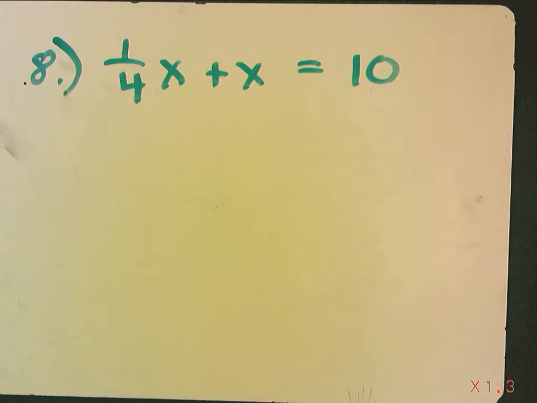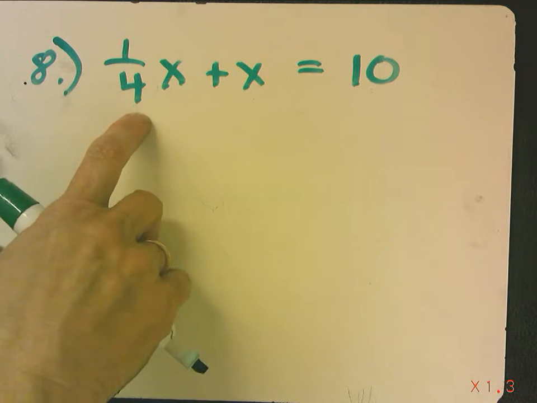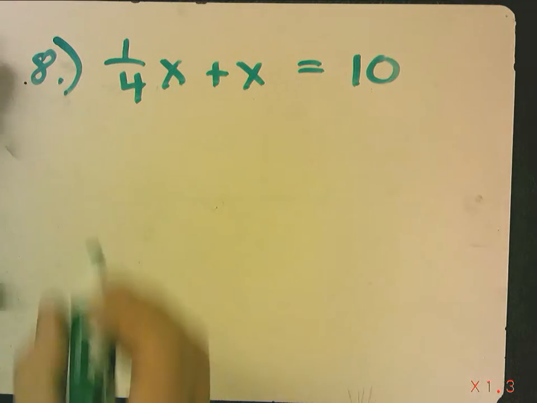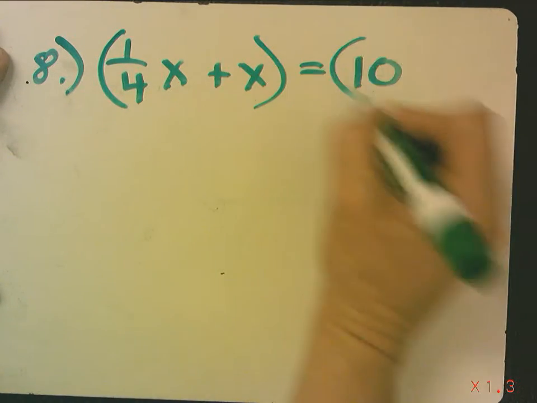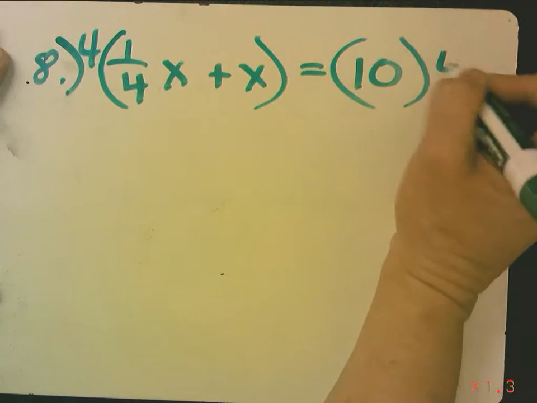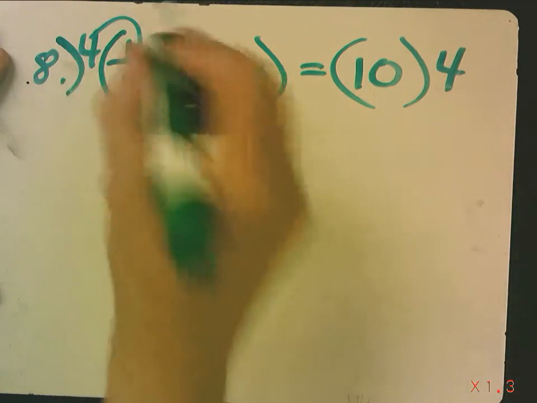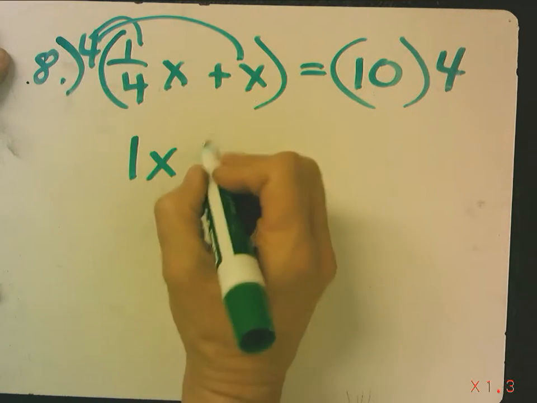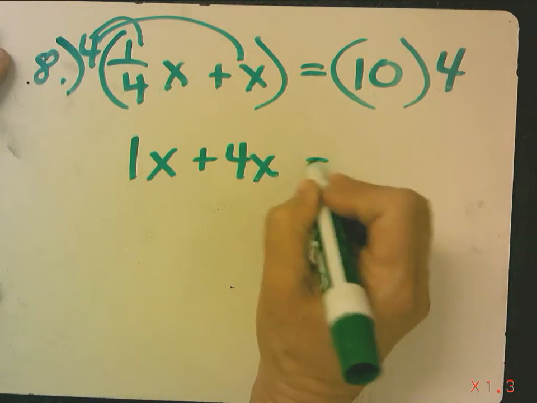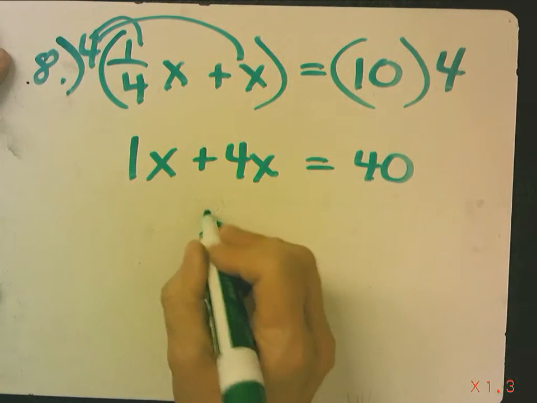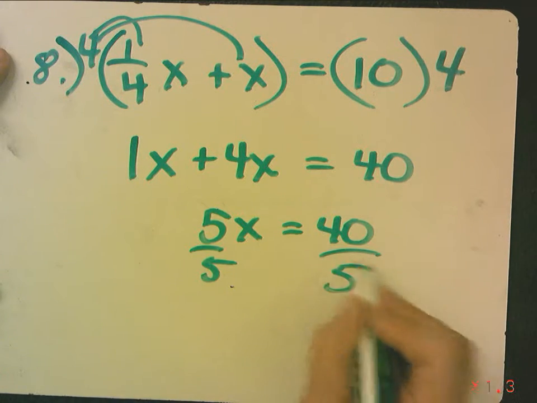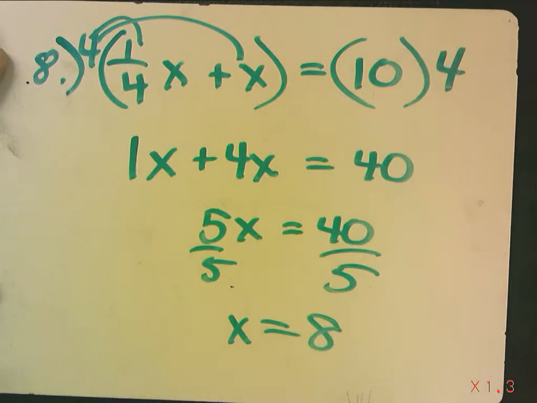Okay, again, I only have one fraction, but 1/4 x plus x would be 1 1/4 x. I could make it 5/4 x, but a lot of you get confused with that. So I think the best strategy is to multiply everything by 4 and get rid of the fractions. 4 times 1/4 is 1, so I have 1x. 4 times x is 4x equals 40. I get 5x equals 40. Divide by 5, divide by 5, x equals 8.